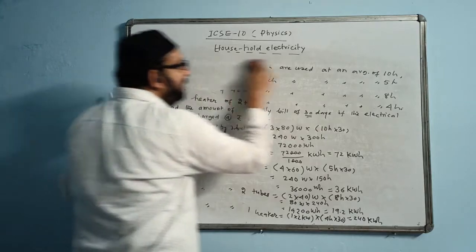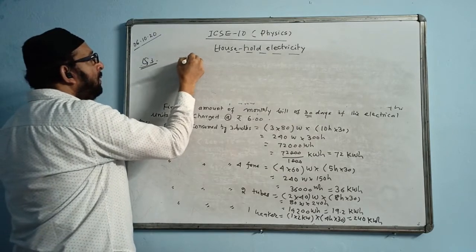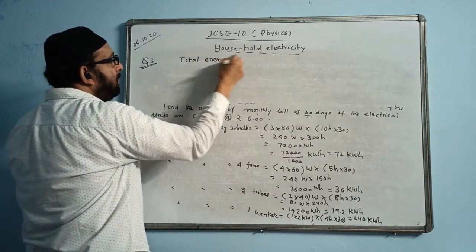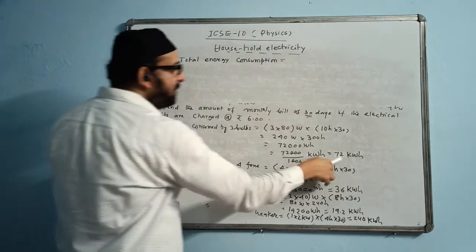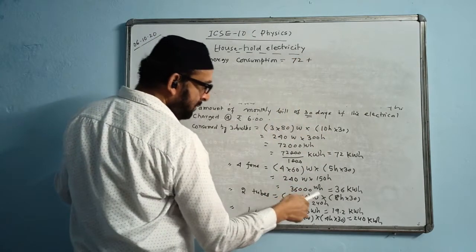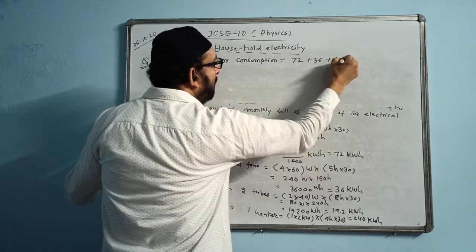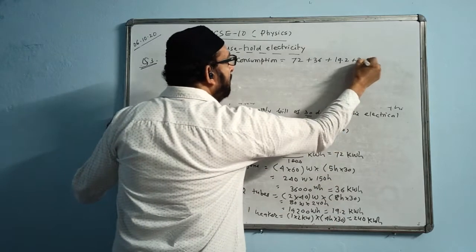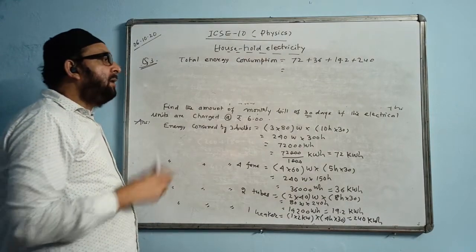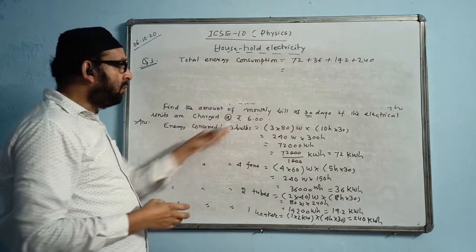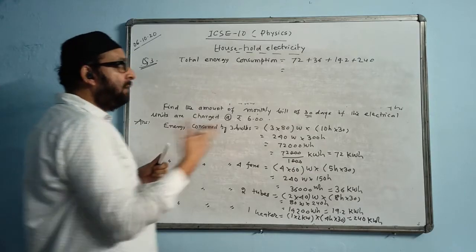Now I calculate the total energy consumption. All will be added. What is the first one? 72 plus the second energy 36 plus 19.2 plus 240. Let us add all of these, and that much is the value of energy consumption, and that energy consumption will be multiplied by the cost. Costing is given as 6 rupees for 1 unit. Multiply by 6 and you get the total monthly bill amount.